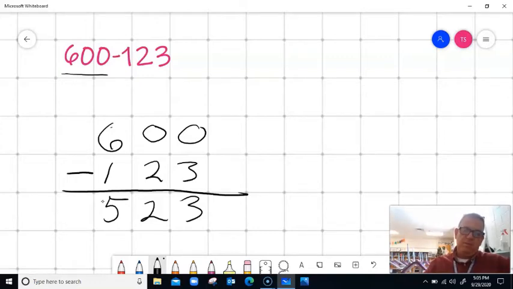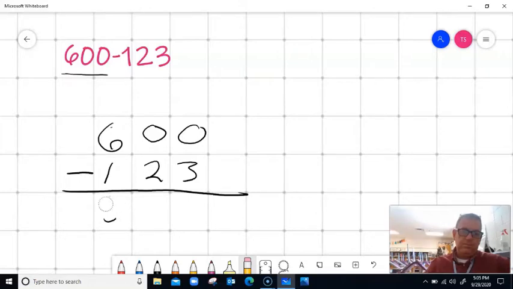But that's not even really reasonable, because I know that 600 minus 100 will be 500. So taking away 123 could not be more than 500. It'd have to be 400 something. So that answer is just not reasonable. So we're going to go back and look and see what the third graders are doing incorrectly.